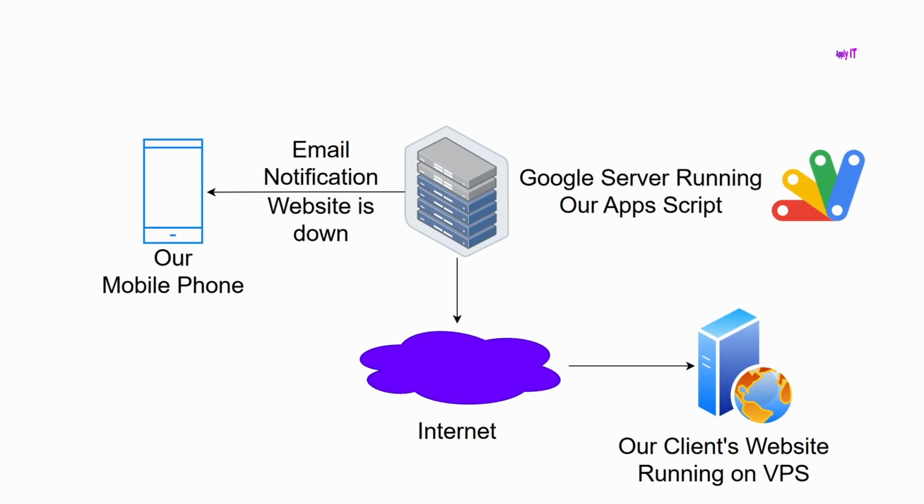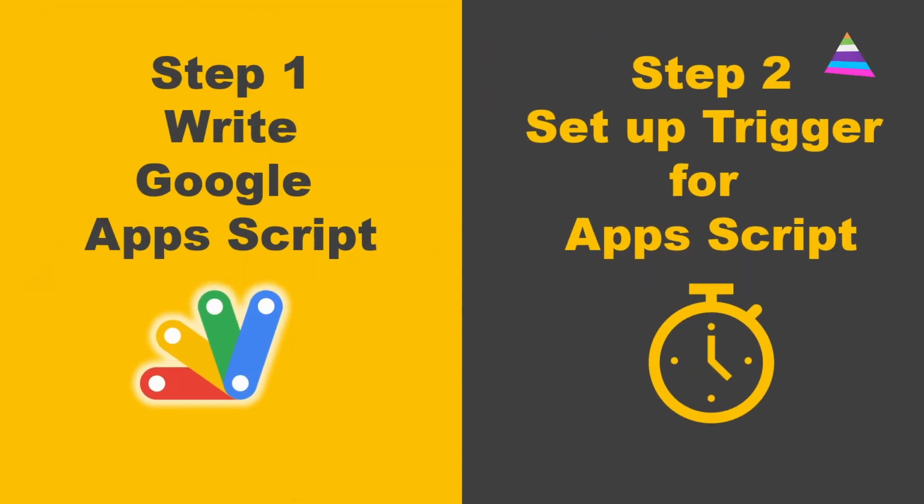So its architecture is like this. This shows our mobile phone. This is our client's website. We are going to write an app script that will be running on Google server. And we are going to set up a trigger so that early in the morning it is going to run our app script, which will check whether the website is reachable or not, and if not, it is going to send an email to the email ID that we specified in our app script. So there are two steps. One is we write our Google app script, and the second step is we set up a trigger for this app script.